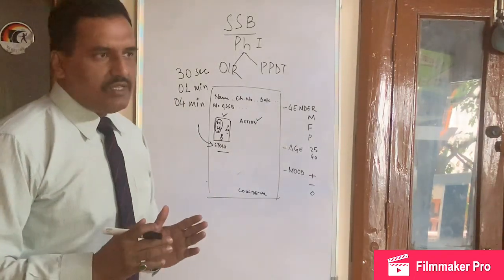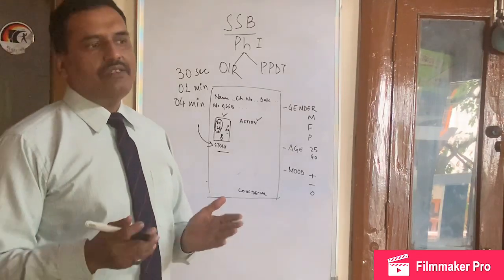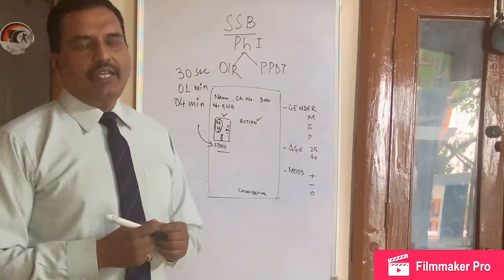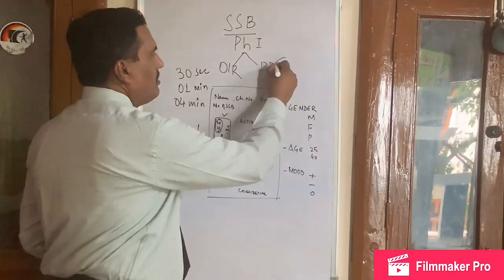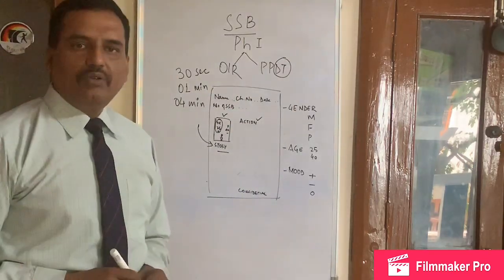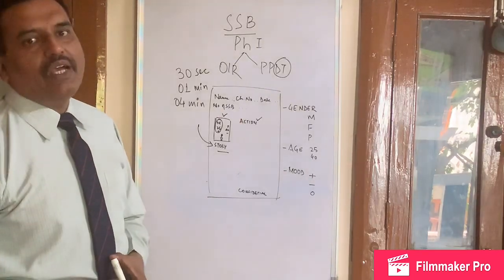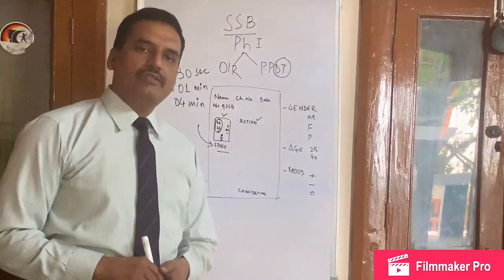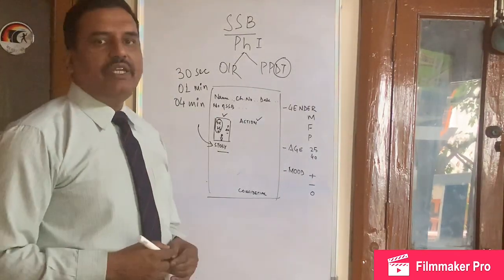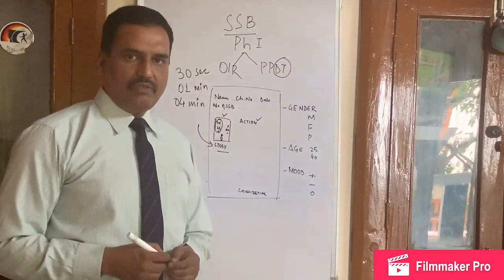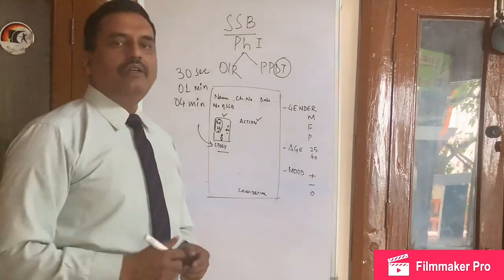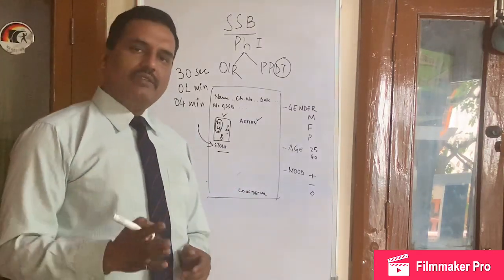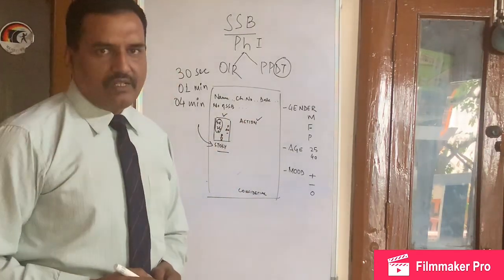In some of the SSBs, the answer sheets you are allowed to carry with yourself for your second part of the test, which I told you is the discussion part. So to the discussion room you can carry the answer sheet. This is most commonly done in A4 selection boards. In A4 selection boards they allow you to carry your answer sheet till your discussion room and the answer sheets are collected after the discussion gets over.